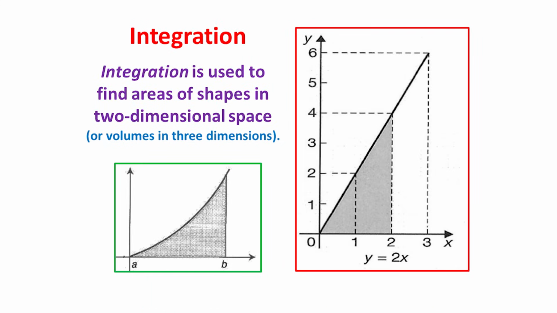Integration is concerned with the areas of shapes in two-dimensional space, or of volumes in three-dimensional space, though that won't concern us today. For example, on the right, showing the straight line graph of y equals 2x, what's the area of the shaded region extending up to x equals 2? So those are differentiation and integration. They sound very different, but might there be a connection between them?